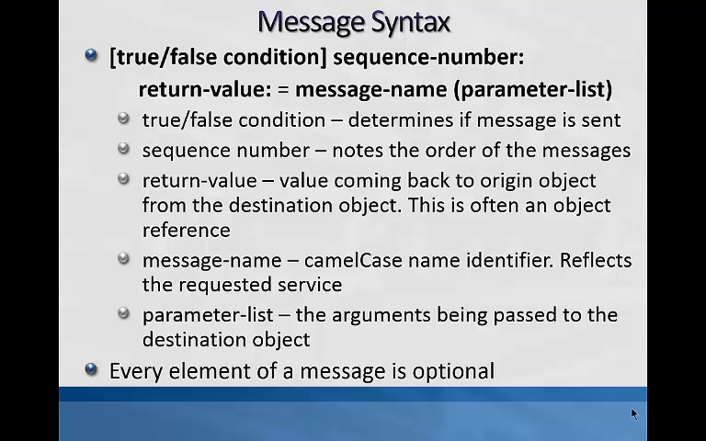The message name followed by the parameter list in parentheses. Message names are usually in camel case notation. The name of the message also should reflect the requested service from the destination object. Finally, any of these constructs are optional and may be omitted. Only those elements that have data or meaning need to be included in the message syntax.